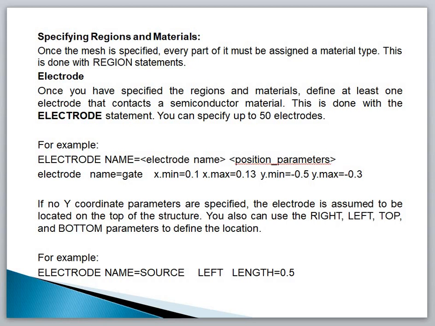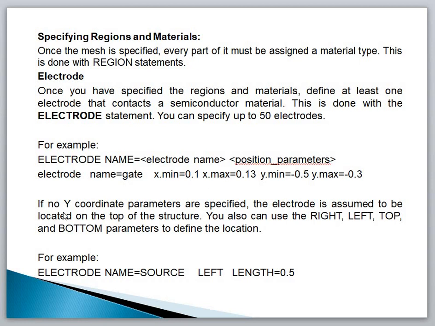Once you have specified the regions and materials, define at least one electrode that contacts a semiconductor material. This is done with the electrode statement. You can specify up to 50 electrodes. For example, electrode name. Next you have to define the electrode name, gate, drain and source. And next are the positional parameters x minimum, x maximum, y minimum and y maximum. Example given below: electrode name gate, x minimum, x maximum, y minimum and y maximum.